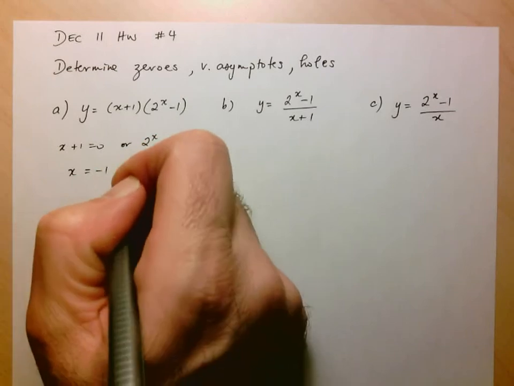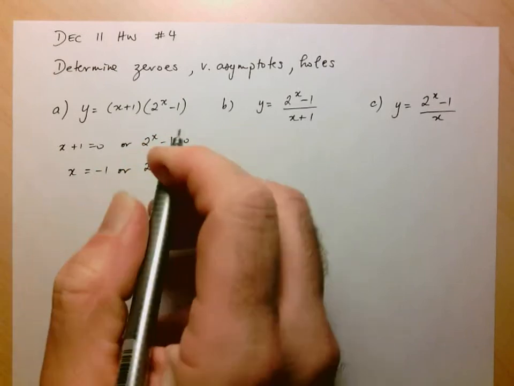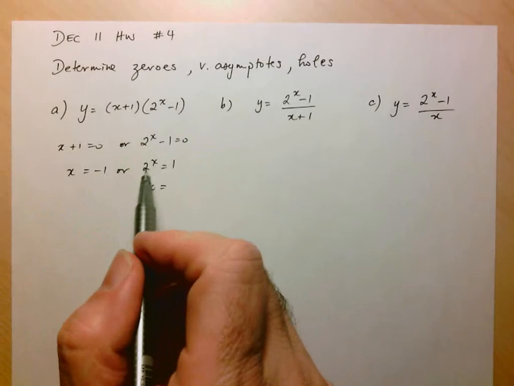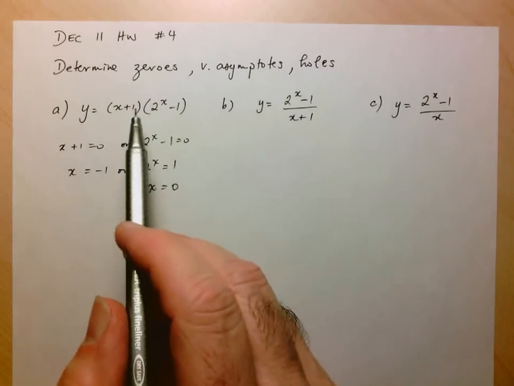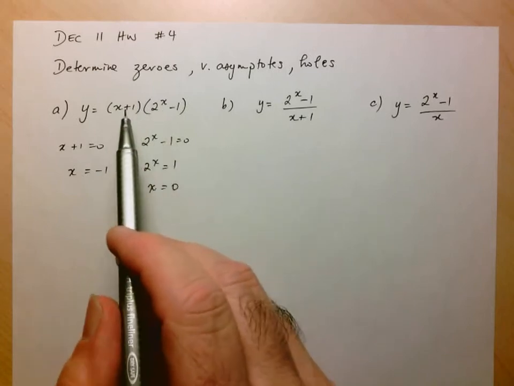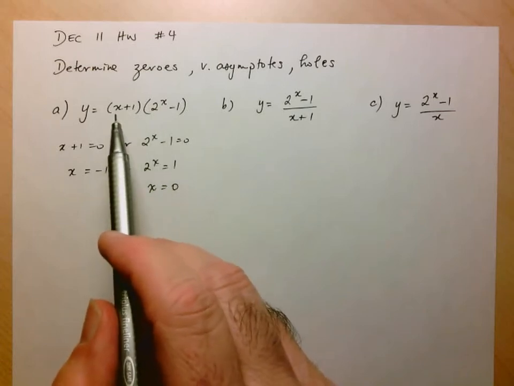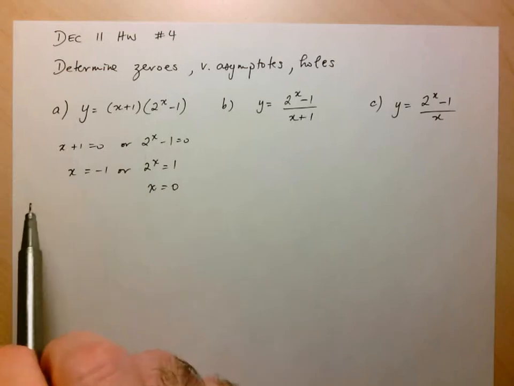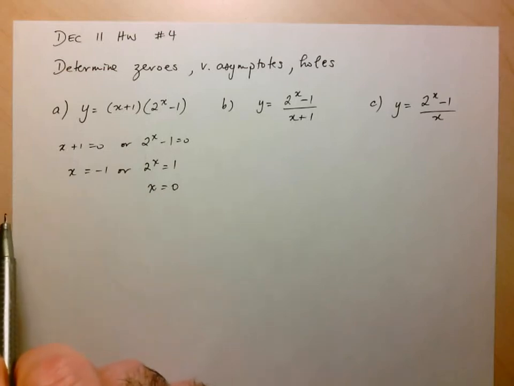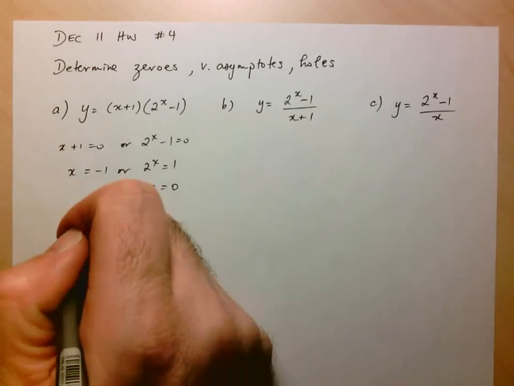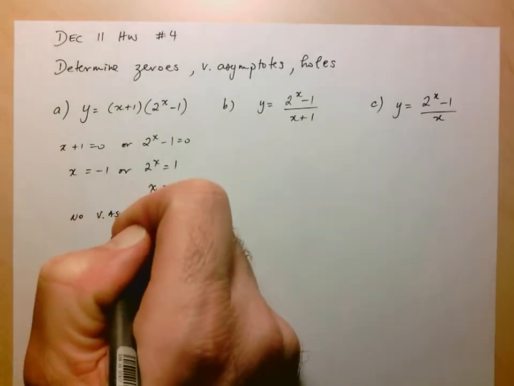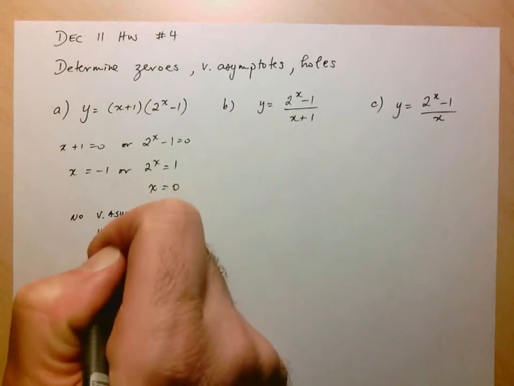So x equals -1 or 2 to the x equals 1, and so clearly x needs to be equal to 0. We shouldn't expect any asymptotes or holes here because both of these functions have domains of all real numbers. So the product of these two functions will also have a domain of all real numbers, and we won't have any vertical asymptotes or holes. So we're done with this one. I guess we can say no vertical asymptotes, no holes.